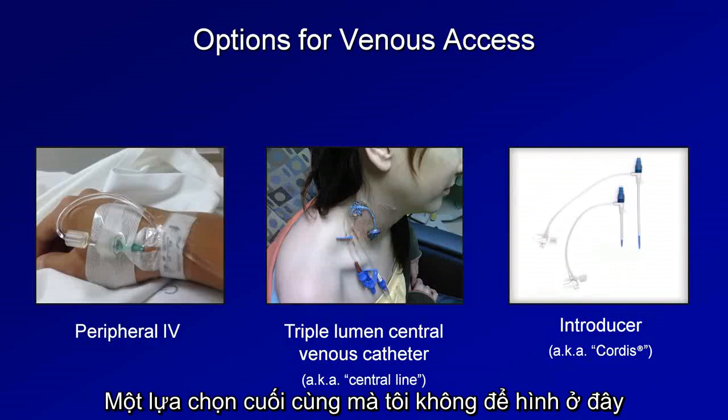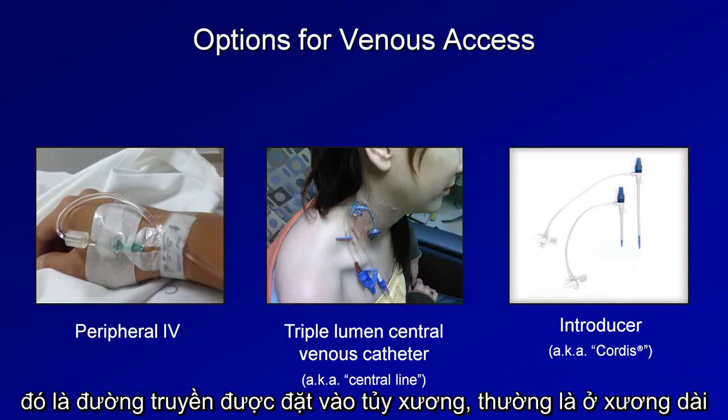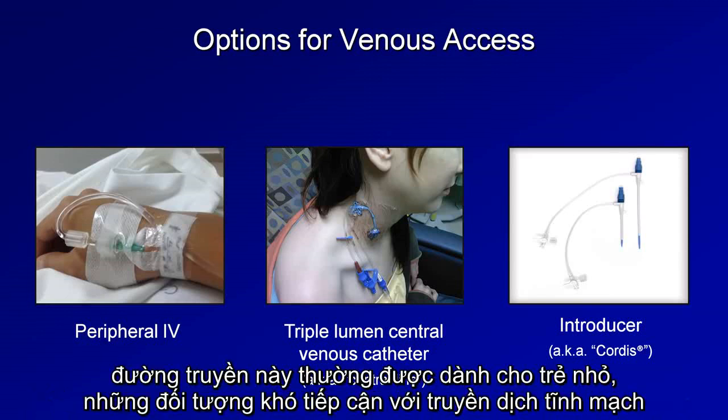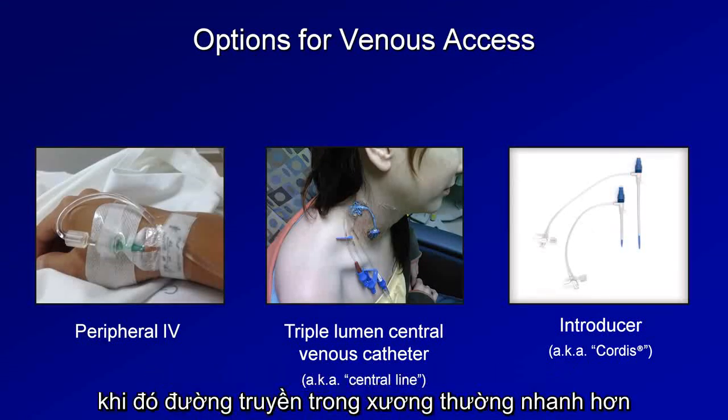One last option which I don't have pictured is an intraosseous line that is inserted into the bone marrow, usually of a long bone. This is usually reserved for small children in whom IV access can be challenging to obtain, or in the crashing patient in whom there is not time to establish IV access, as an intraosseous line is typically quicker.